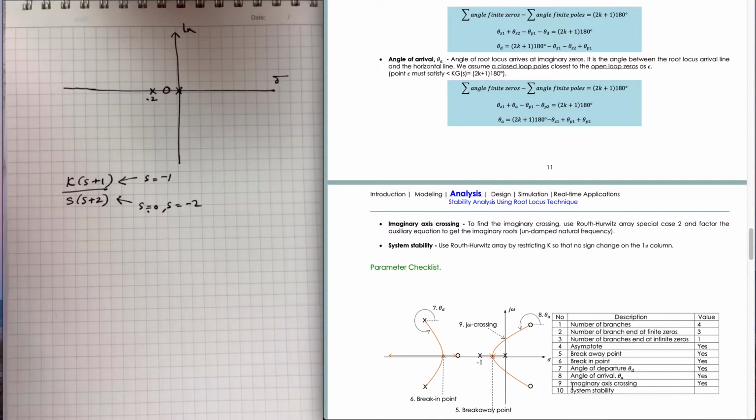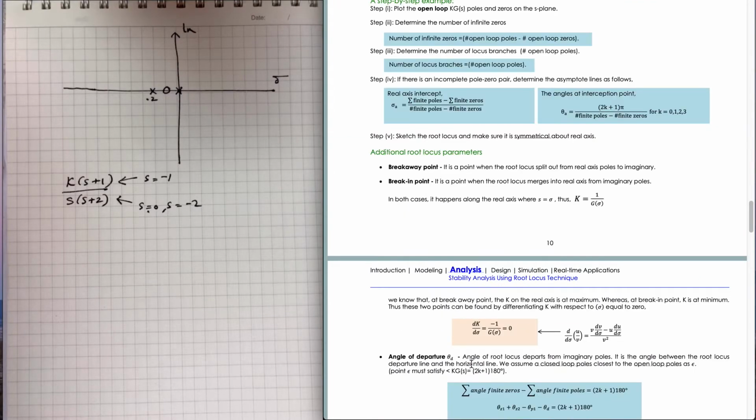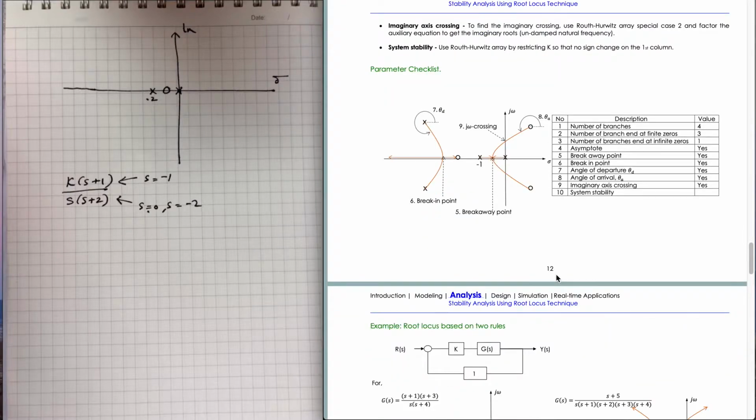Okay, imaginary axis crossing. Not all these parameters are available for all systems. Some systems like this one do not have any angle of departure or angle of arrival. And then there's no j omega crossing. This one has j omega crossing, yes, here. For system stability, we need to determine the K value at which the root locus goes in this direction. So the K value at the j omega crossing is critical, to determine the stability of the system.